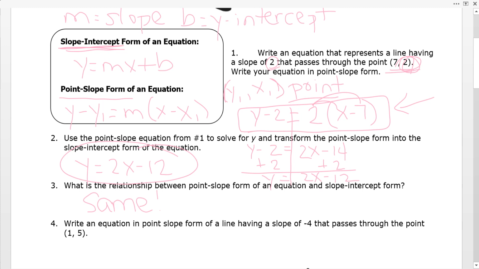Point slope form uses any point. Slope intercept uses the y-intercept. So if you don't have the y-intercept, you can still write an equation for a line. You're just going to have a little bit different equation, which you can actually change to make it slope intercept form if you need to.